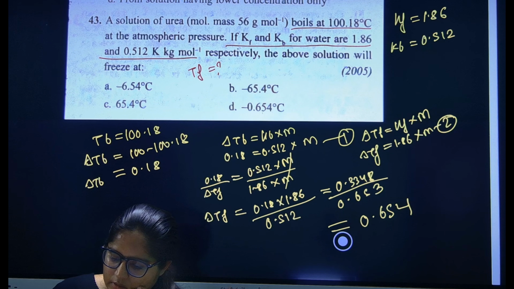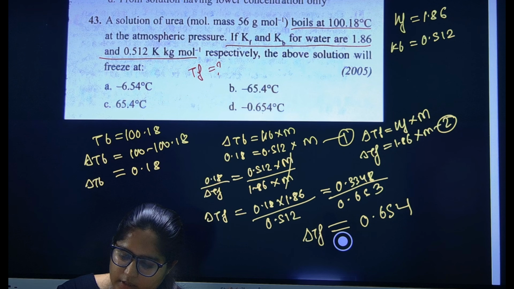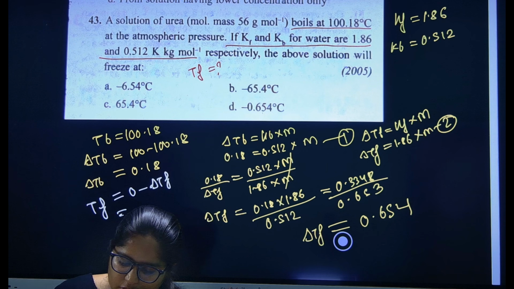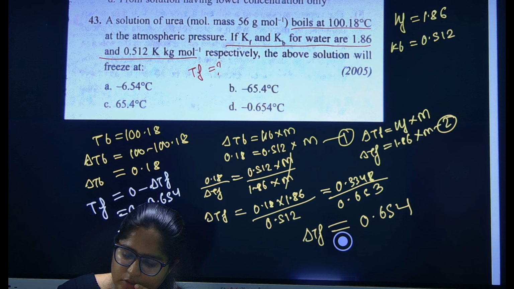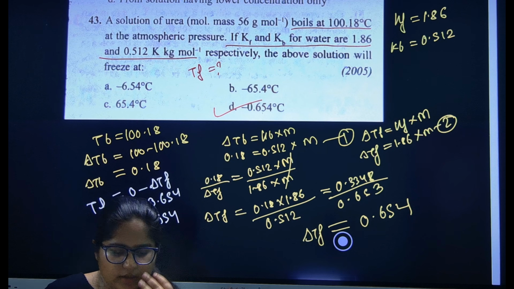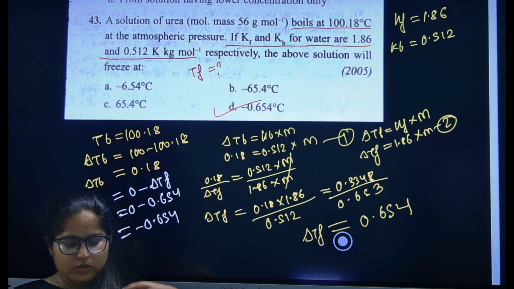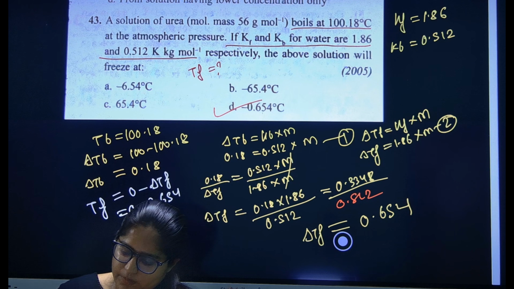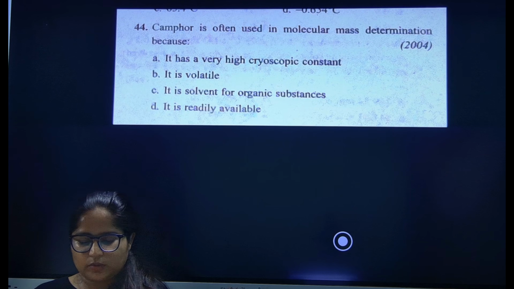So 0.654 is our delta Tf, but they are asking for Tf. How to find Tf? Tf is 0 minus delta Tf, so minus 0.654. That is option D, which will be the right answer. Let us solve the next question.